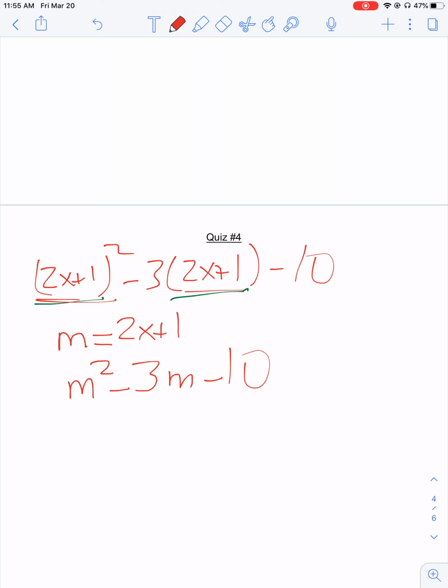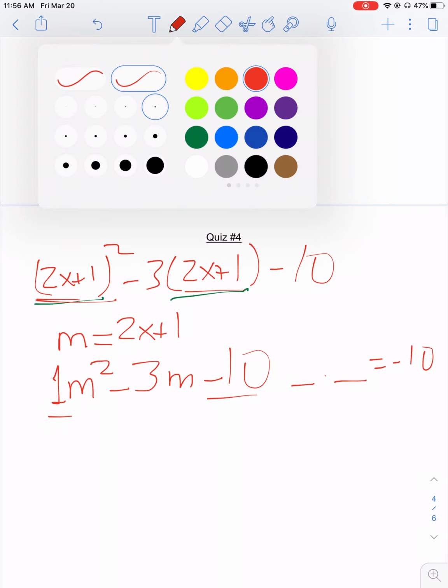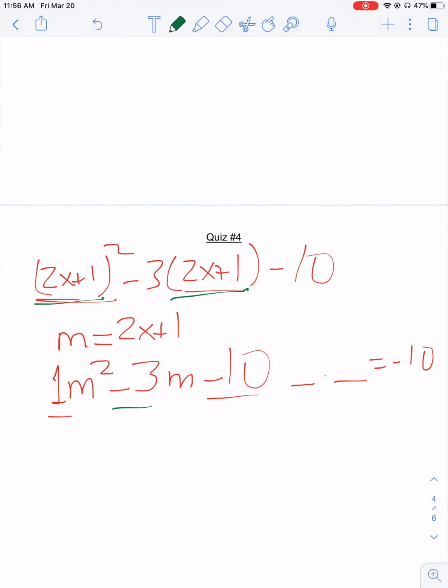Now I'm going to factor this quadratic, and it's going to be fairly straightforward because my coefficient here is 1, so I can actually use the shortcut. Okay, so I'm looking for two numbers that multiply to 1 times negative 10, so that's negative 10, and add up to minus 3. Okay, so they have to add up to minus 3.